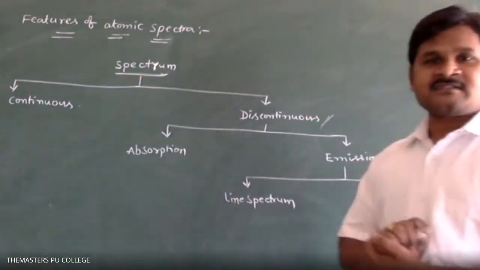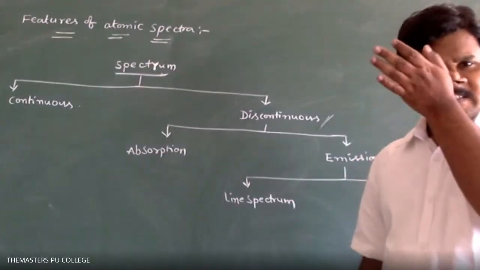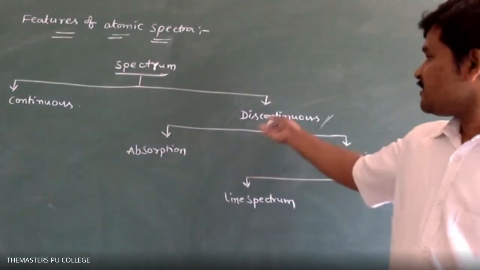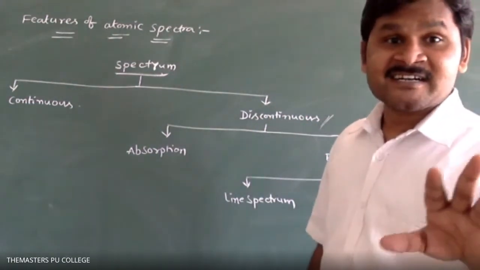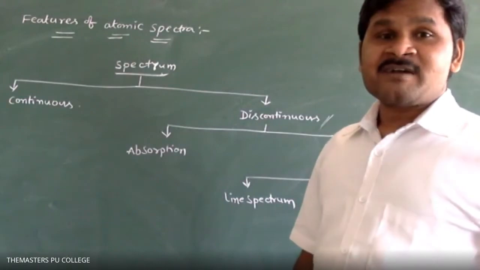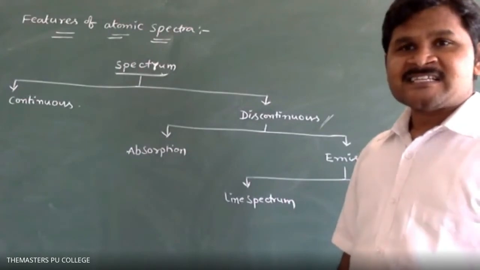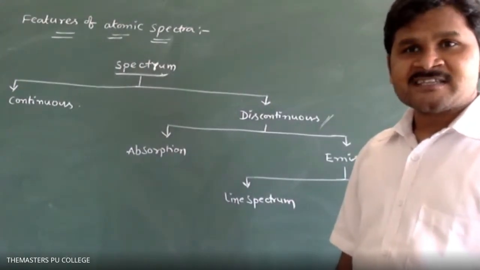Yes, please ask. Sir, what about black bodies? Black body radiation is also a discontinuous spectrum. What is black body radiation? It absorbs and emits radiations. How are these radiations absorbed and emitted, continuously or discontinuously?